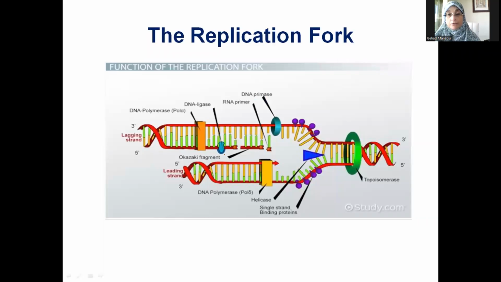And here again, we have the same, but we have more details. For example, this is the part of the DNA that has been unwound, and then this is the DNA primase that builds the RNA primer. And then we have the Okazaki fragments. And there is here a DNA ligase that helps join the Okazaki fragments together.